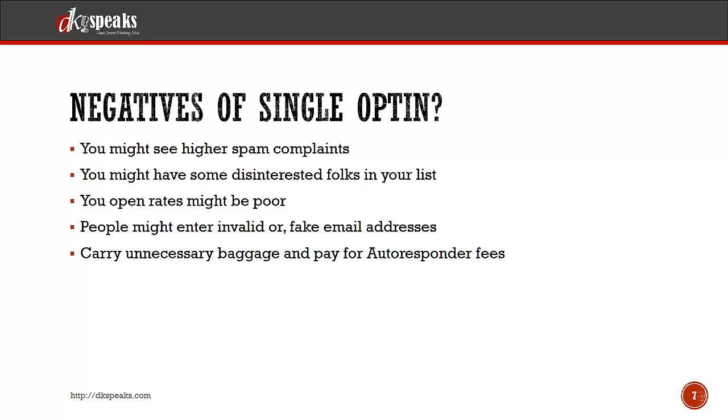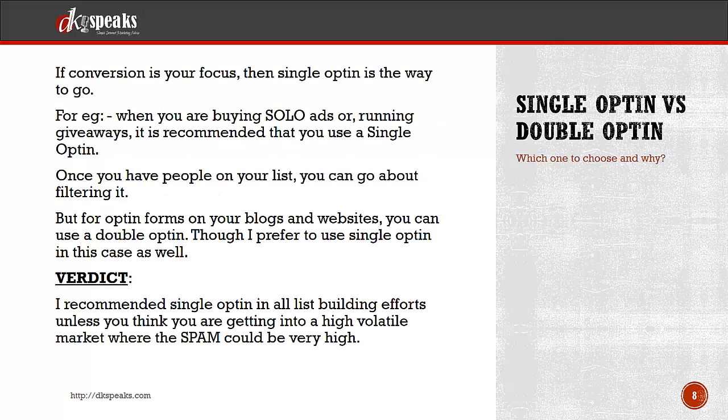And there are a lot of people who might enter invalid or fake email addresses just so they can go ahead and download the freebie. And so your opt-in list is going to have a lot of fake email addresses as well. So because of all of that, you'll be carrying a lot of unnecessary baggage, and you're going to pay for your autoresponder fees based on the number of subscribers that are there in your autoresponder account. And if there are a lot of fake email addresses in your account, you might end up paying a lot of money in terms of the autoresponder fees.